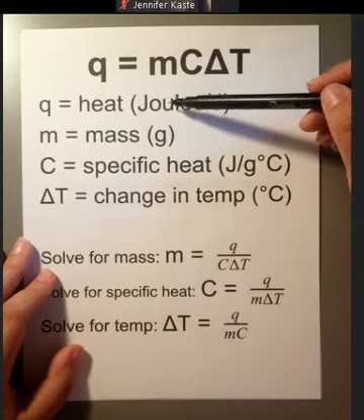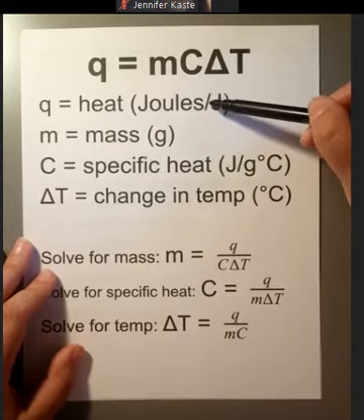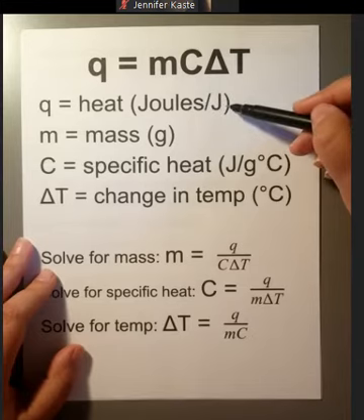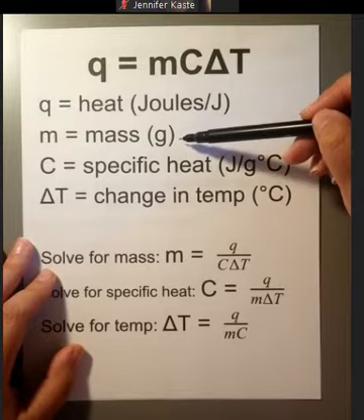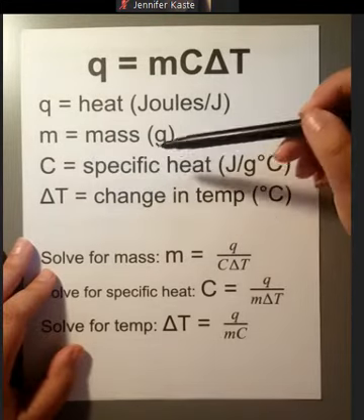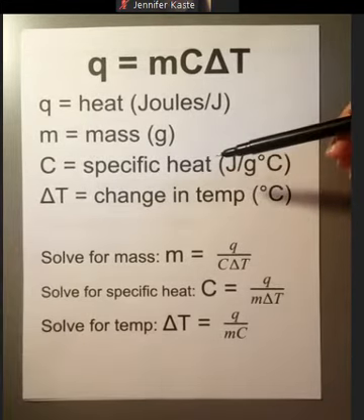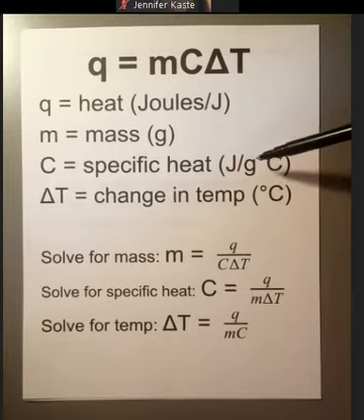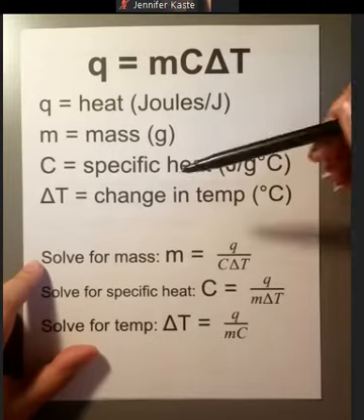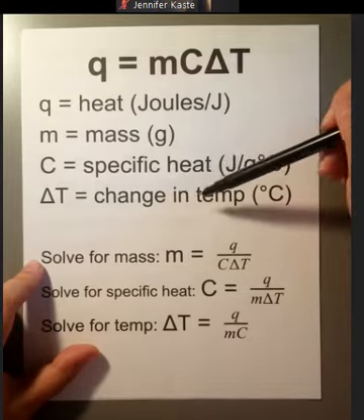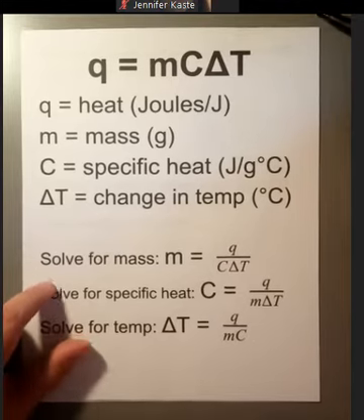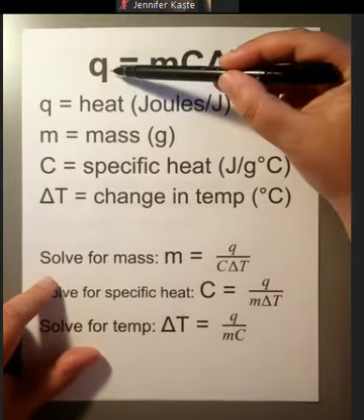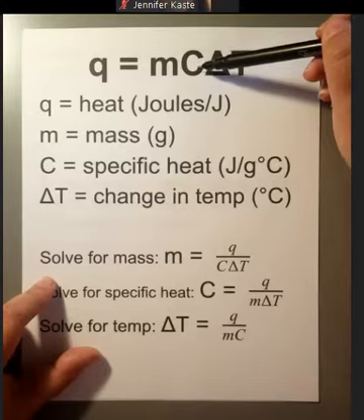Q stands for heat, which is either going to be given to you in units of joules or the abbreviation J. M stands for mass, which is going to be in grams. C stands for specific heat, which is going to have the units joules per gram degree Celsius. And then delta T is going to be the change in temperature, which is going to have units of degrees Celsius.